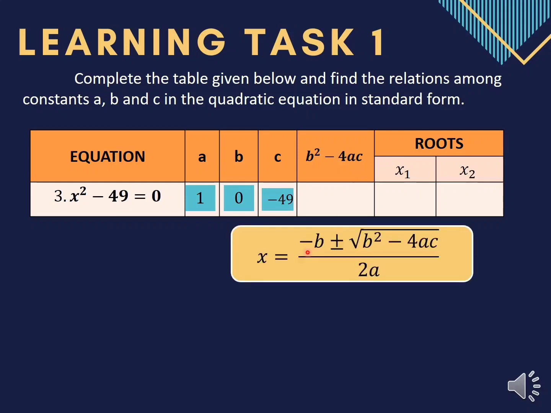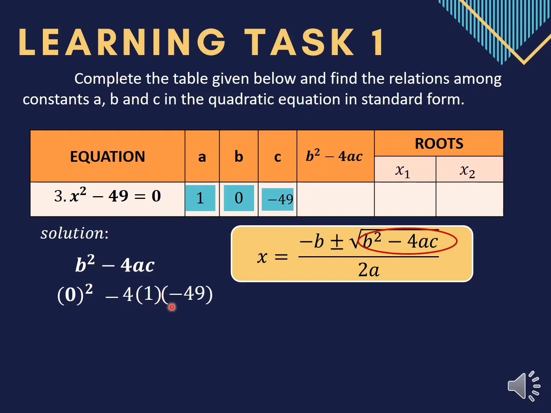Now, let us find again the value of b squared minus 4ac. Let us substitute the values. B is equal to 0 squared minus 4 times 1 times negative 49. Simplifying, 0 squared is 0. 4 times 1, we have 4 times negative 49. So, negative times negative is positive, that is why it became plus. Then 4 times 49, we have 196. And 0 plus 196 is equal to 196. So therefore, the value of b squared minus 4ac is equal to 196.